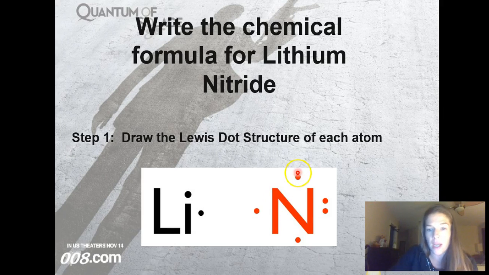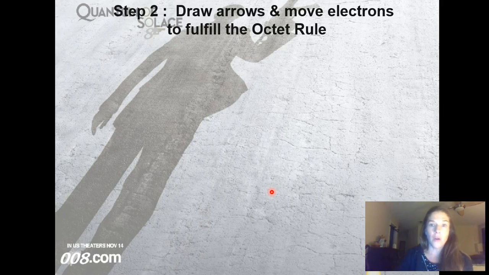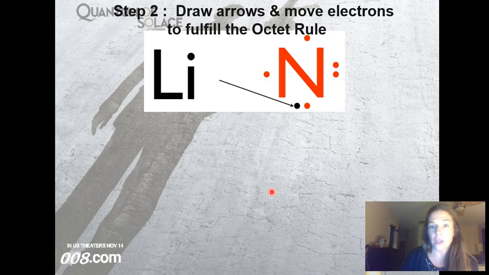Okay, here is our nitrogen. Nitrogen has 1, 2, 3, 4, 5 valence electrons. So nitrogen is going to need 3 electrons in order to reach its octet. Nitrogen is our nonmetal in this case. All right, so now we're going to draw arrows and we're going to move electrons to fulfill the octet rule. So lithium is going to give up its 1 electron to nitrogen.